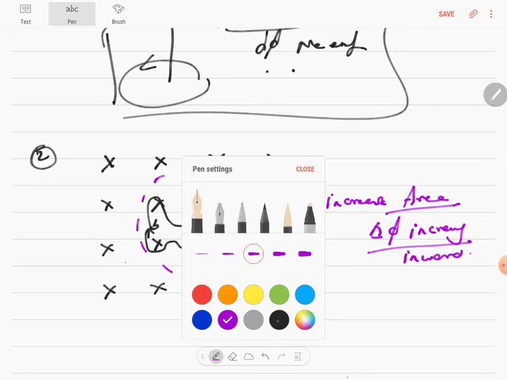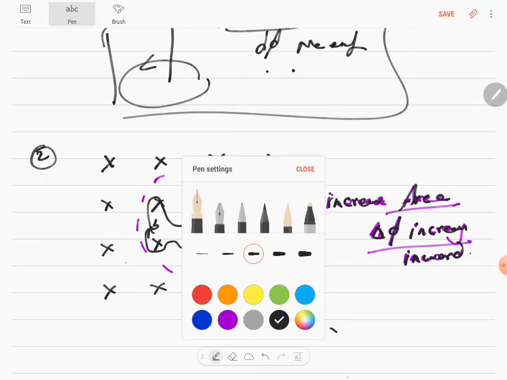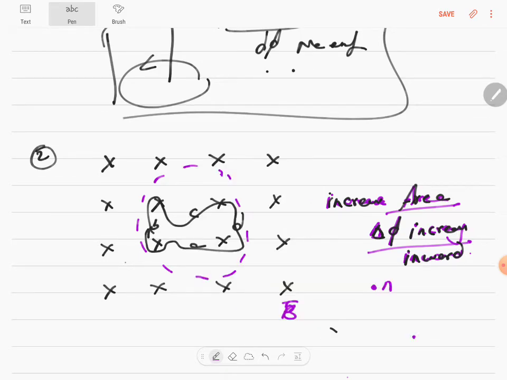Okay, I should not write all this in purple, so I should write it in black. Delta phi is increasing and it's inward, and to oppose this increase, I have to have a magnetic field outward. To counter this, I have to have a magnetic field outward. So point your thumb outward towards the nose, and the curled fingers, in the anti-clockwise direction, give the direction in which the current is getting induced. So the direction is anti-clockwise, which is DCBAD.